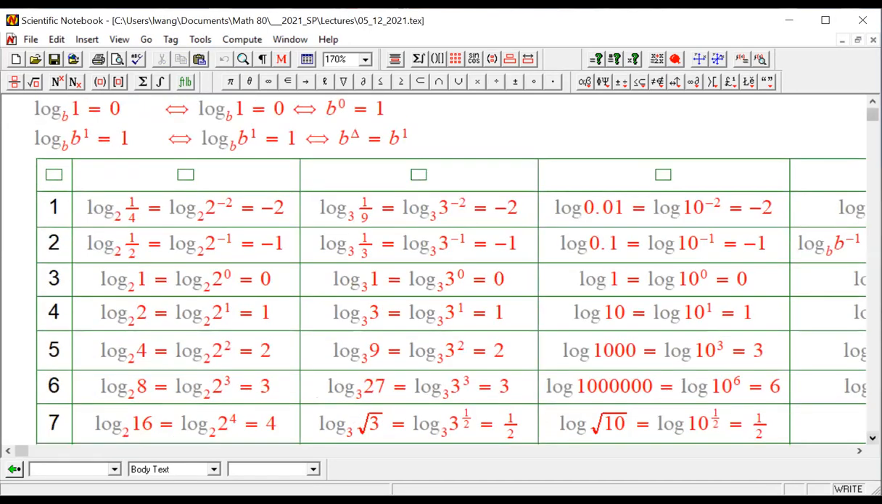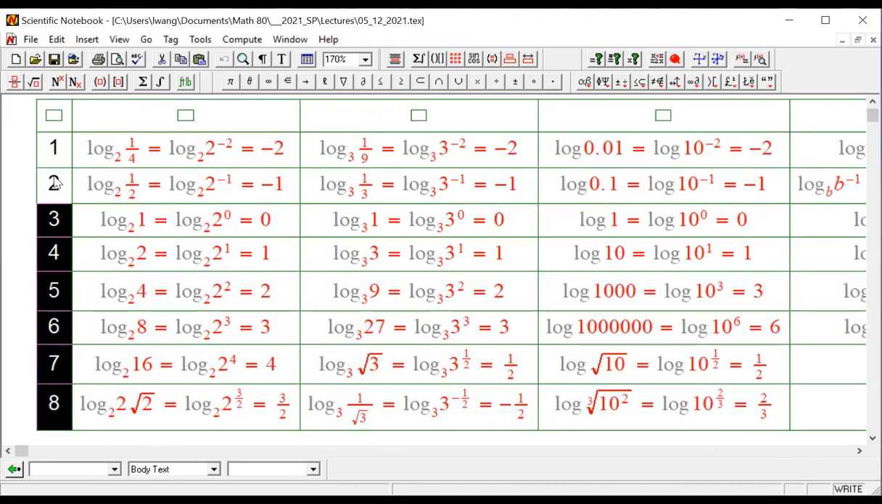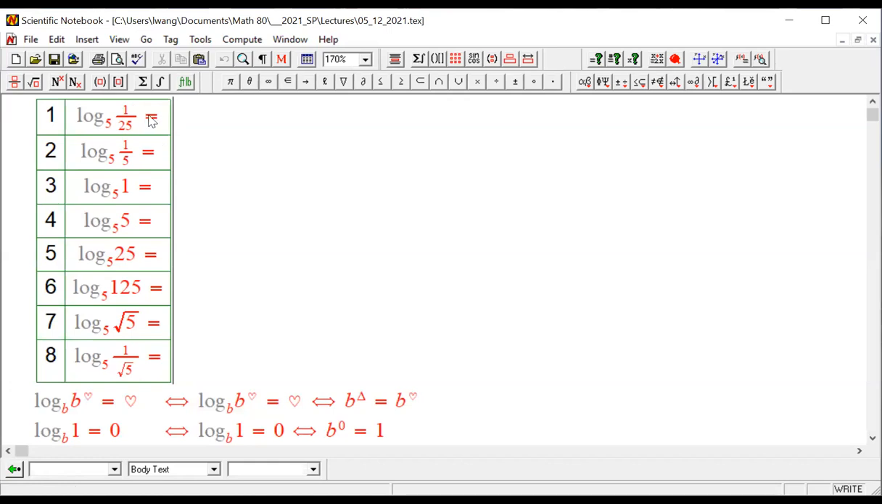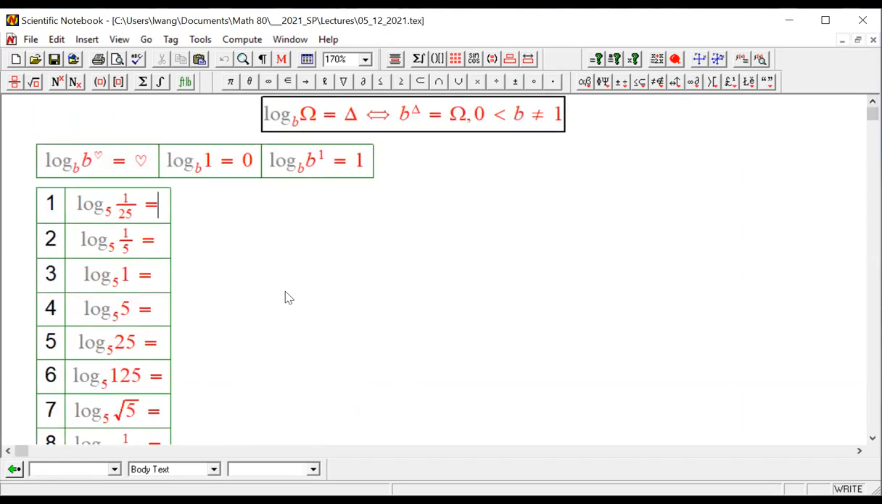Right, so I'm going to just copy this number. Give me the answer. Okay. Shall we start with Alan? Alan, what is the log base 5 of 1 over 25? Have your scratch paper ready. We have our definitions, we have all the work we've done. Very good, perfect.